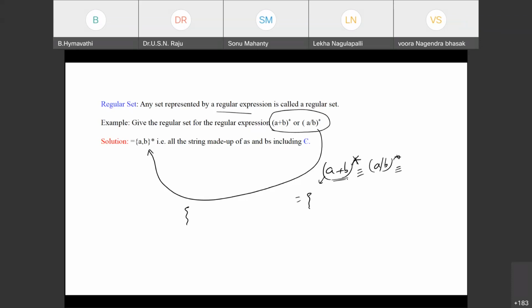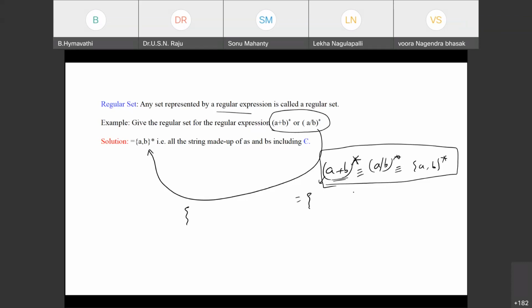So what are all the possible strings that can be made? Even I can say this is equivalent to this. Whenever I write R, this is the meaning of R. (a or b)*, or (a+b)*, or {a,b}*, they are one and the same. That is nothing but the set of all possible strings that can be made by using a or b in any combination for any number of times.